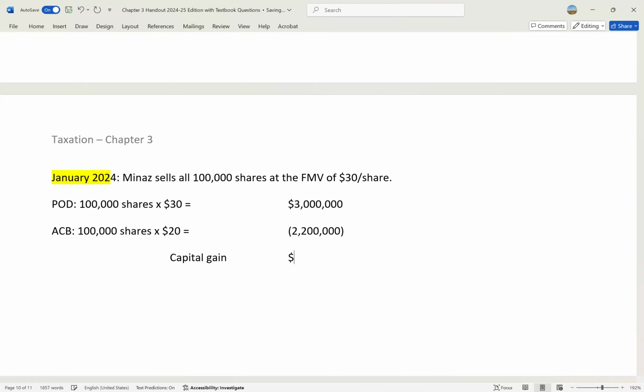So the capital gain will be 800,000. We multiply that by 50%. The taxable capital gain will be 400,000, and that's included in 3B when he calculates his net income for tax purposes.